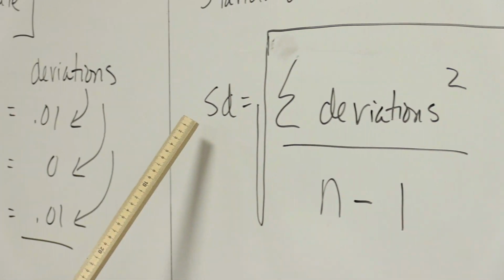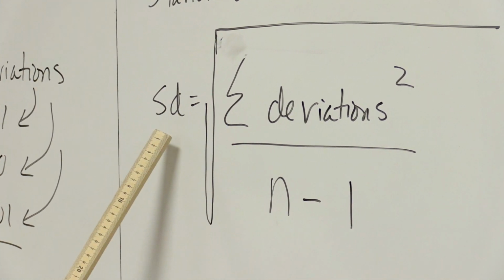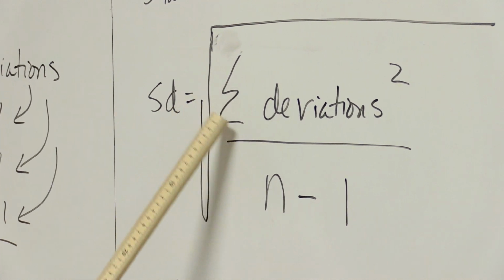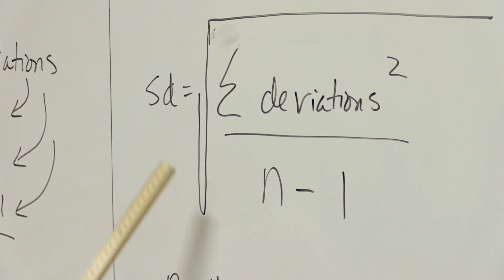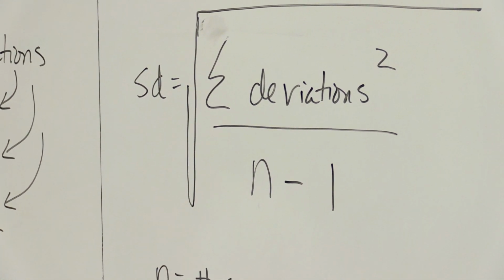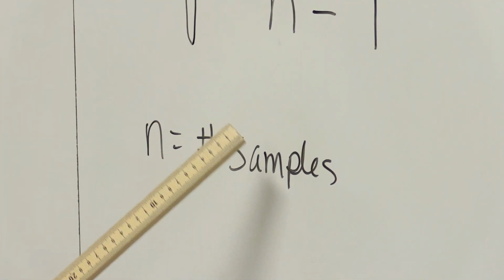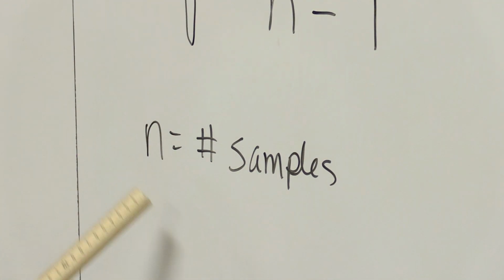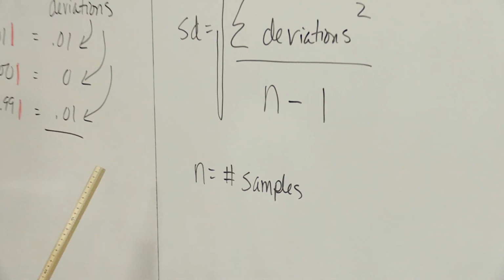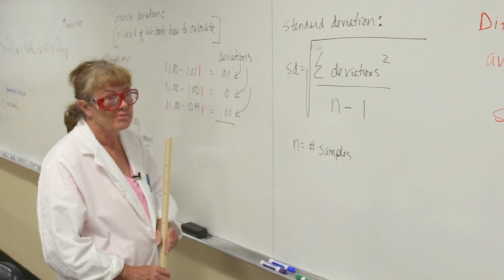The equation for standard deviation, which you can find in Lab 8 in your lab book, SD, or standard deviation, is the square root of the sum of the deviations squared over n minus 1. N equals the number of samples. You had 3 samples for Tums. 3 minus 1 is 2. Easy enough. Do the same thing for the generic and get the standard deviation. And the reported value should be your mean plus or minus 1 standard deviation.